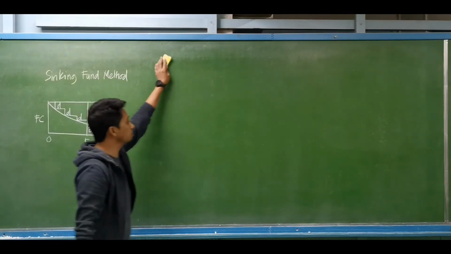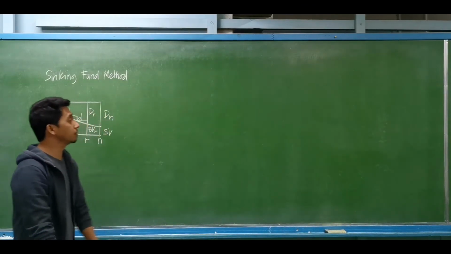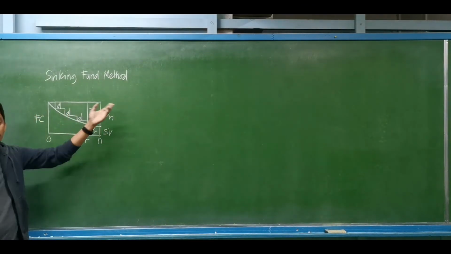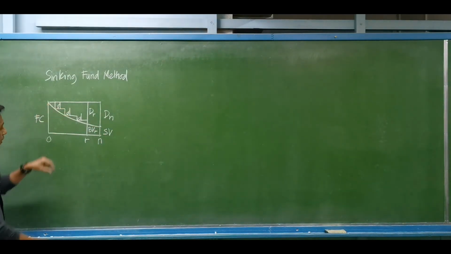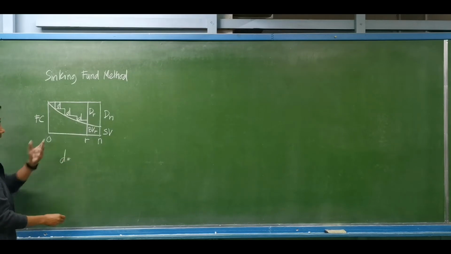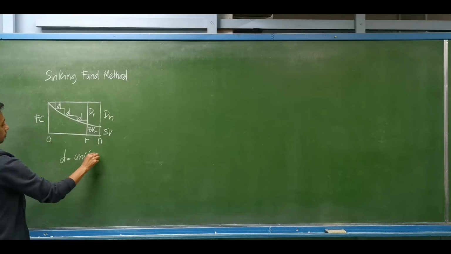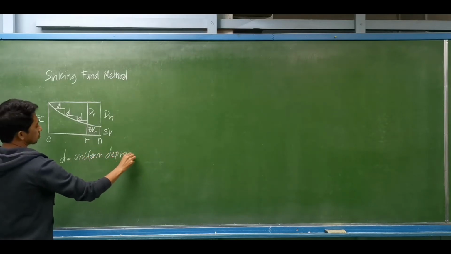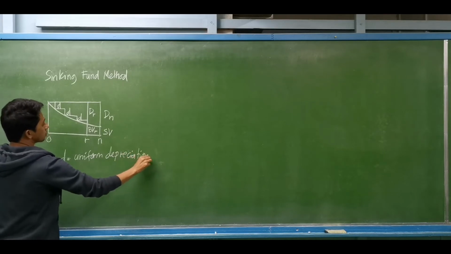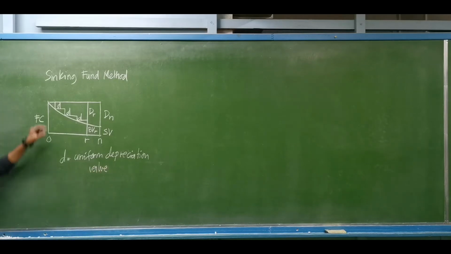We will proceed to the second method of computing or analyzing depreciation. So we have the sinking fund method. Still, this is a uniform method since you have a uniform value of depreciation every period. So let's say this is the uniform depreciation every period.